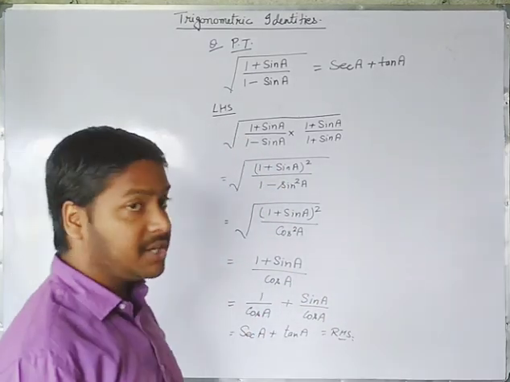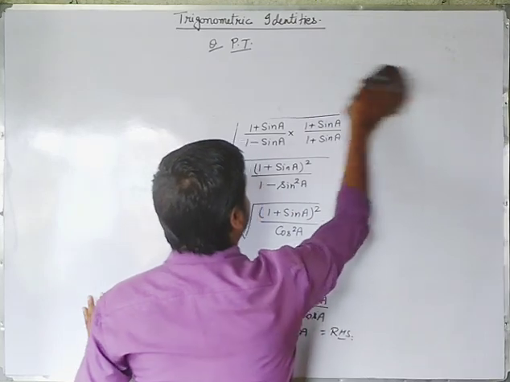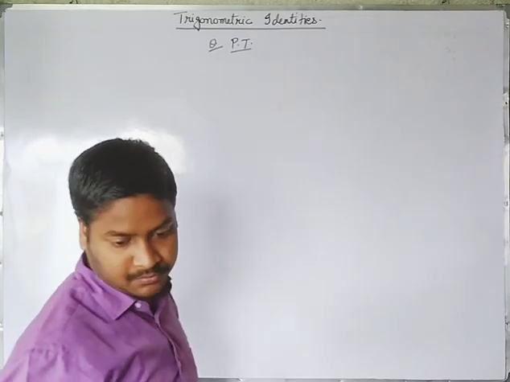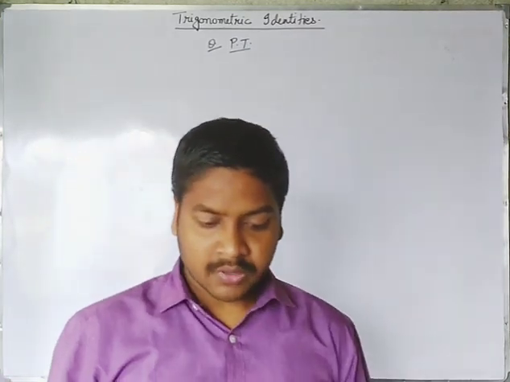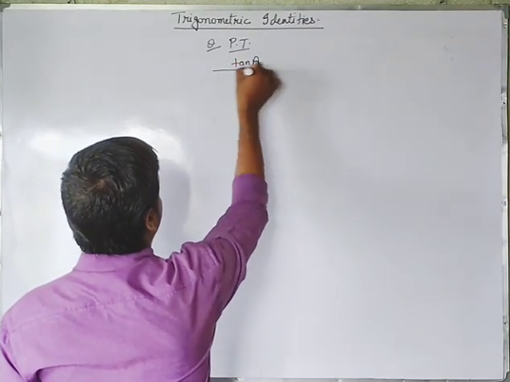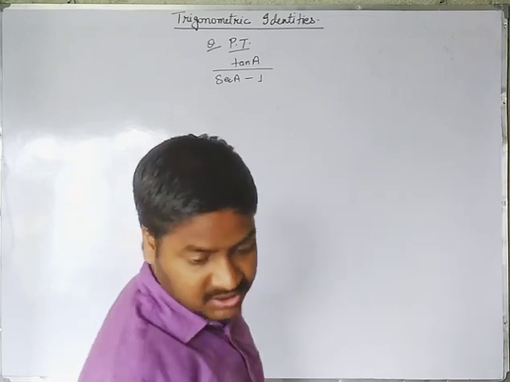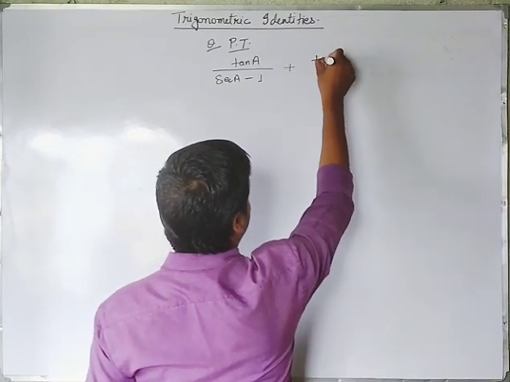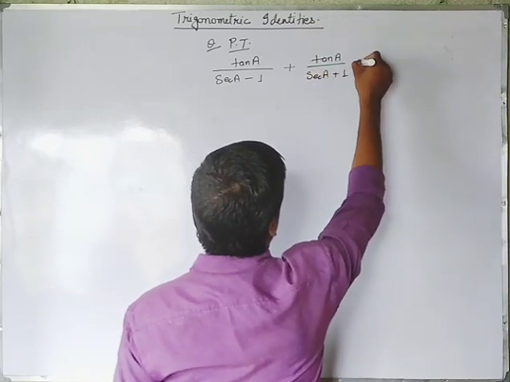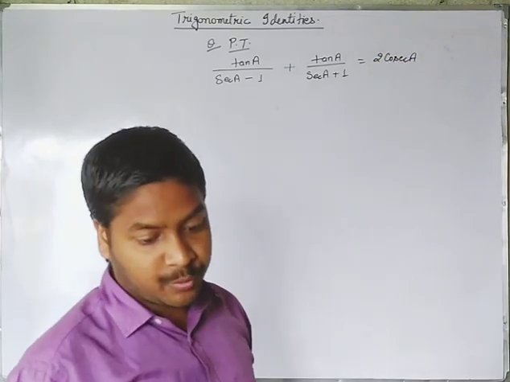One more type of question I will show. We will see how to solve that type of question. Here I have tan A by (sec A minus 1) plus tan A by (sec A plus 1) is equal to 2 into cosec A. That we need to prove here.